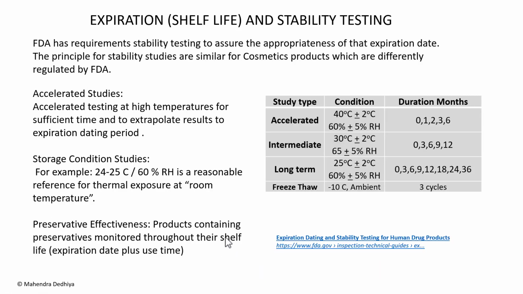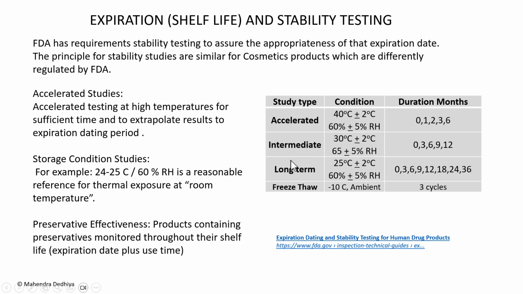Expiration date and stability testing, or shelf life. For an oral solution product after reconstitution, shelf life was small. FDA has requirements for stability testing, the shelf life or expiration dating for drug product. Stability studies are similar for cosmetics. For pharmaceuticals, accelerated studies on finished products are conducted at 40 degrees. General duration is 1, 2, 3, and 6 months. Intermediate storage conditions, 30 degrees, 65% humidity, are done in case 40 degrees centigrade studies do not show adequate stability.